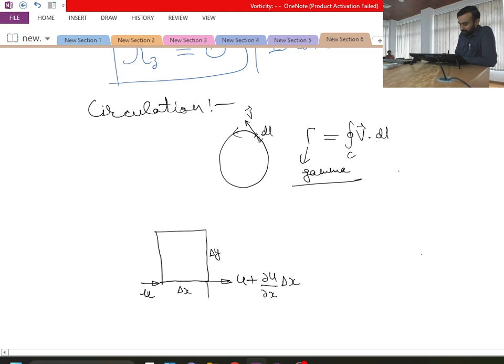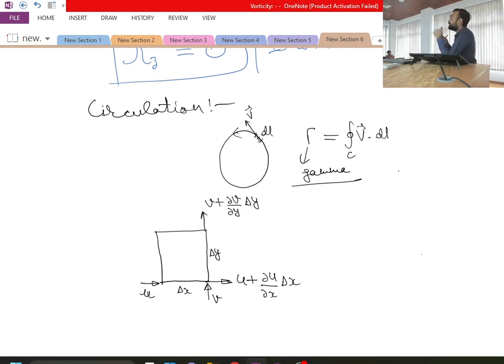Okay, similarly here, say this is v velocity, and at this point velocity is v plus del v by del y into delta y. Okay, so over here we have to consider one thing. When we are considering this dl vector and v vector, we have to keep velocity and our length vector parallel, tangential to each other, because then only our dot product will come out as non-zero. If I consider perpendicular, then the dot product will become zero.